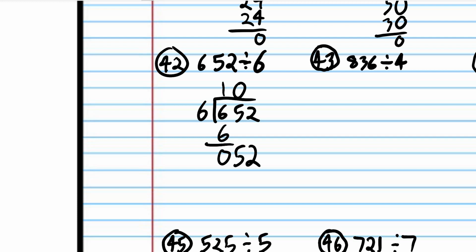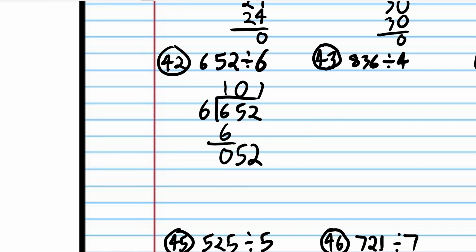6 times 5 is 30, not big enough. We need 52. 6 times 7 is 42, we're getting closer. 6 times 8 is 48. And that's pretty close. 6 times 9 is 54. That's too much. Now again, if you chose, let's say, 6 times 7, so you put a 7, 6 times 7 is 42. When you subtract, you get a 10, but you know that's wrong because 10 is bigger than the divisor. I'm just reminding you of that. So if the remainder is bigger than the divisor, you know you did it incorrectly. So it's not going to be 7, it's going to be 8.